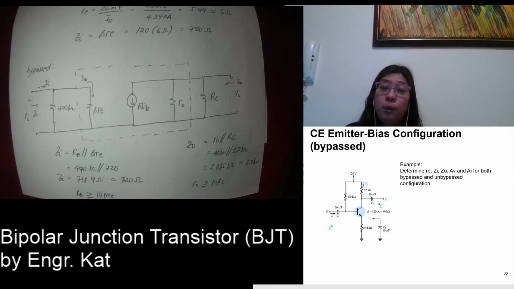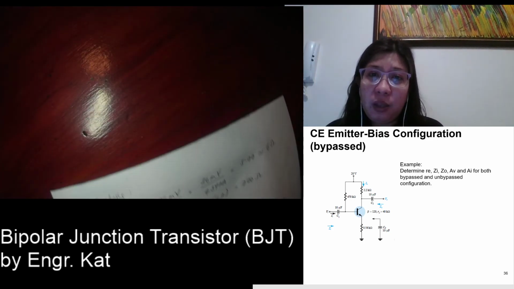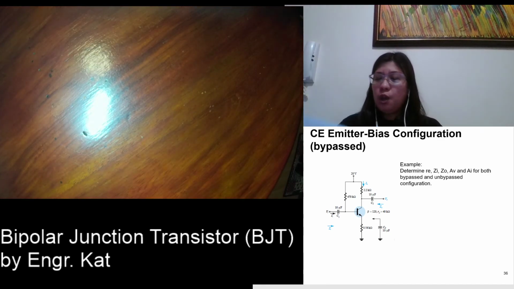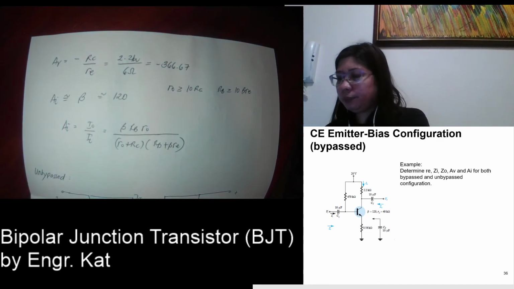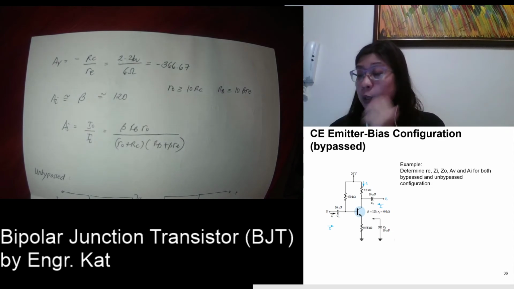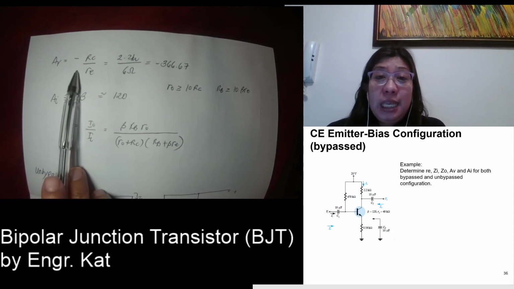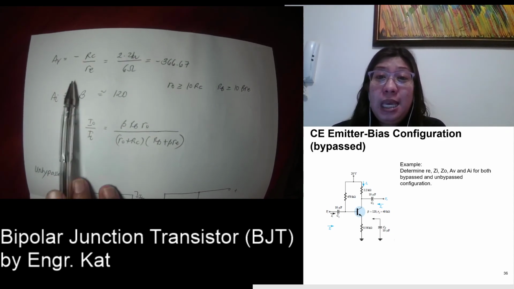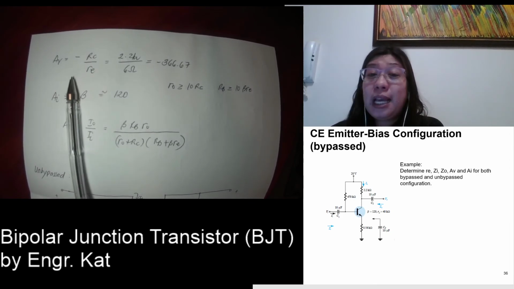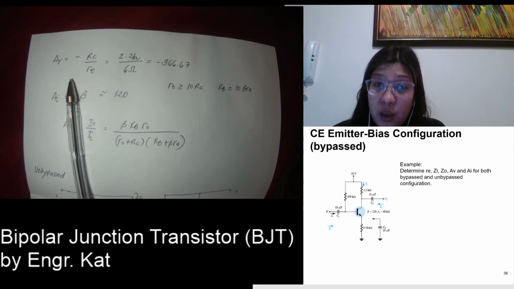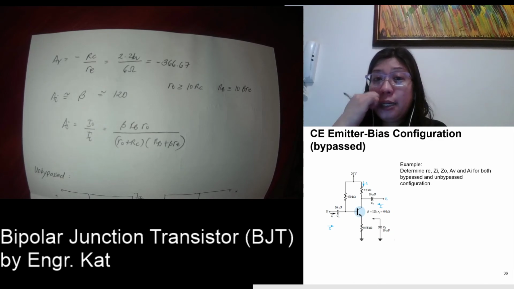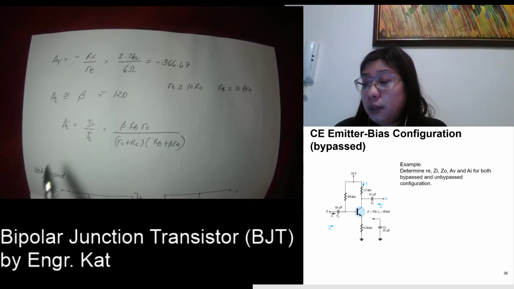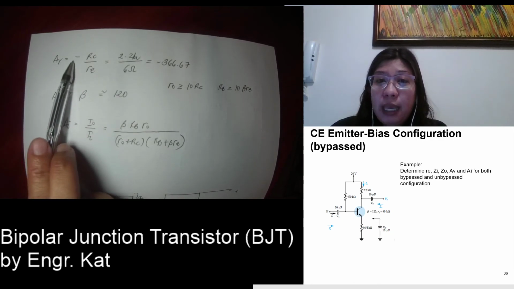Okay, so we already solved for the two parameters. Two more. What are those two more? You have the voltage gain and you have the current gain. So the voltage gain is equivalent to minus RC. Just like what we discussed earlier in the common emitter configuration, we have here negative RC. Why the negative sign here? Because this is a common emitter configuration.